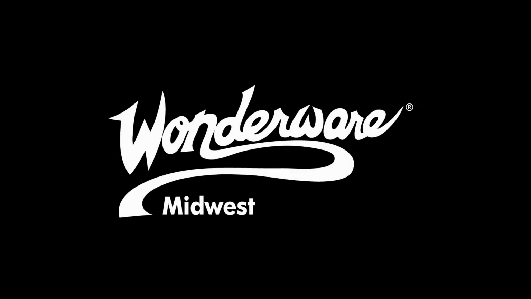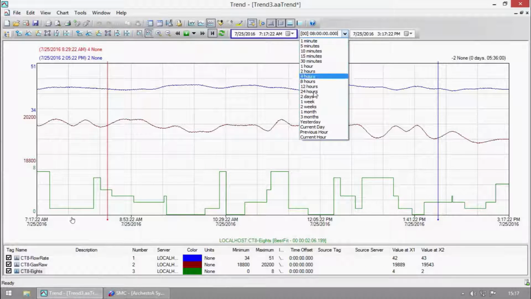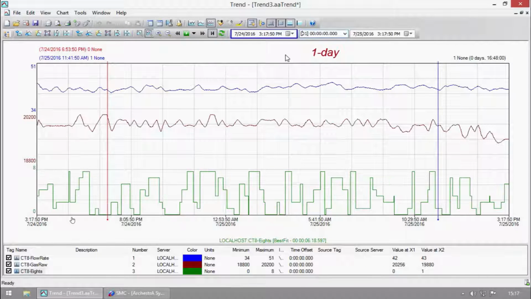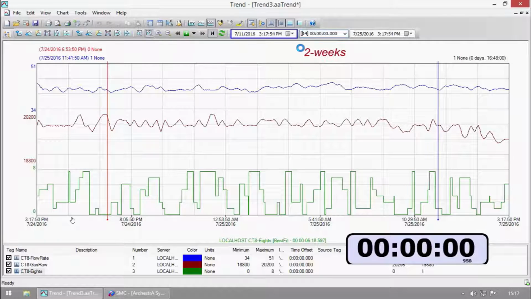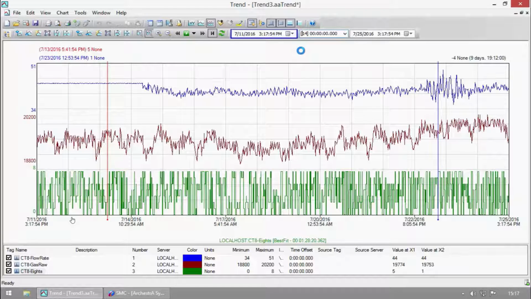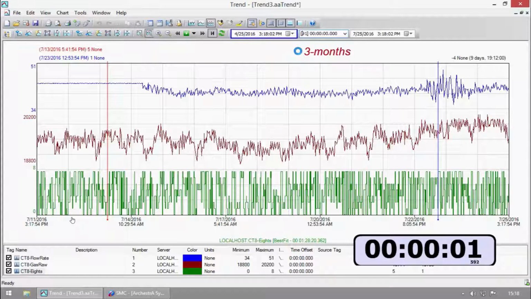One thing I'm really looking forward to in this next release of Wonderware Historian is the speed at which we can actually retrieve data. So in this 2014 R2 system, you can see that one day, it's pretty snappy. Let's look at 2 weeks worth of data for these three data points, 3 seconds or so. But let's look back even further, a 3 month time period.